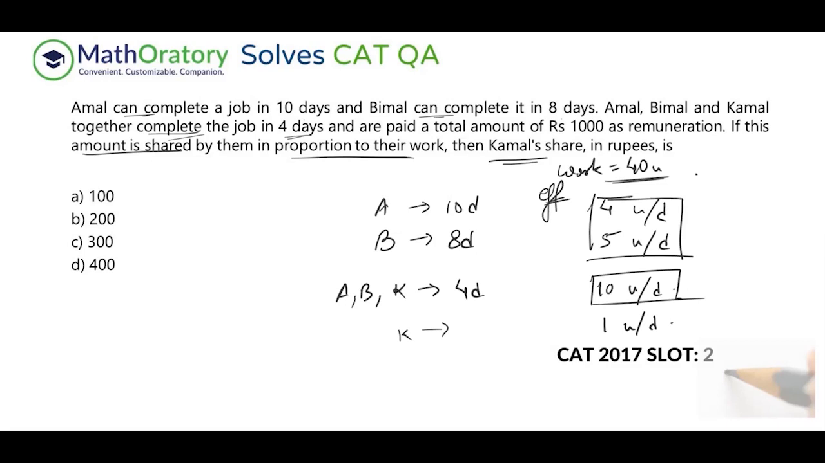Now all you have to do is figure out the proportion of Kamal. We don't care about the other two. Kamal, you can see, is doing one part for every 10 parts of the three of them doing together, right? So Kamal is completing 1/10 of the work, so should get 1/10 of the amount. That is 1/10 of 1,000 rupees, and that is 100 rupees as the remuneration.